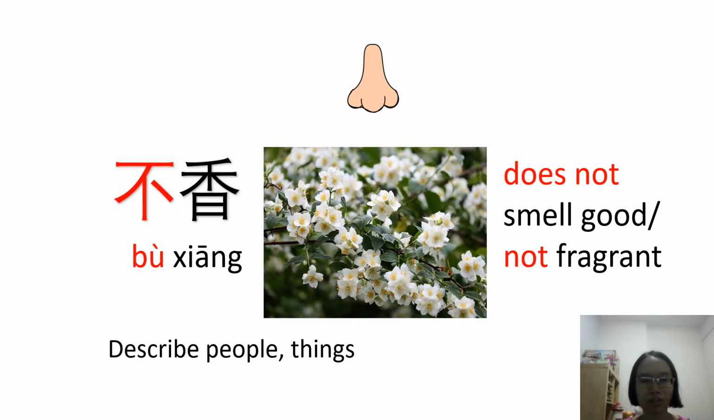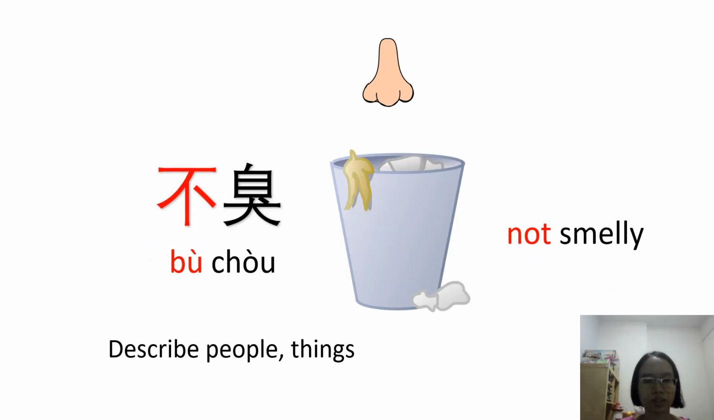Instead of 好香, smells good, fragrant, when you add 不, it becomes 不香, which means does not smell good or not fragrant. Instead of 好臭, so smelly, when you add 不, it becomes 不臭, which means not smelly.